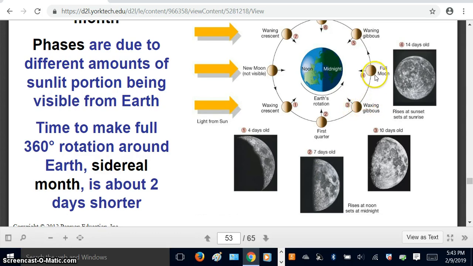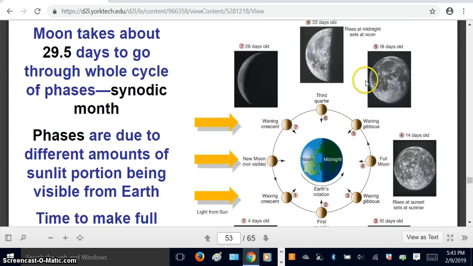And then when the Earth, the Moon, and the Sun are at 180 degrees from each other. Well, the moon and the sun are 180 degrees from each other. That's, of course, for us, that's a full moon. And then what happens is the gibbous, or more than half of the moon is illuminated, but that is getting smaller and smaller as time goes on.